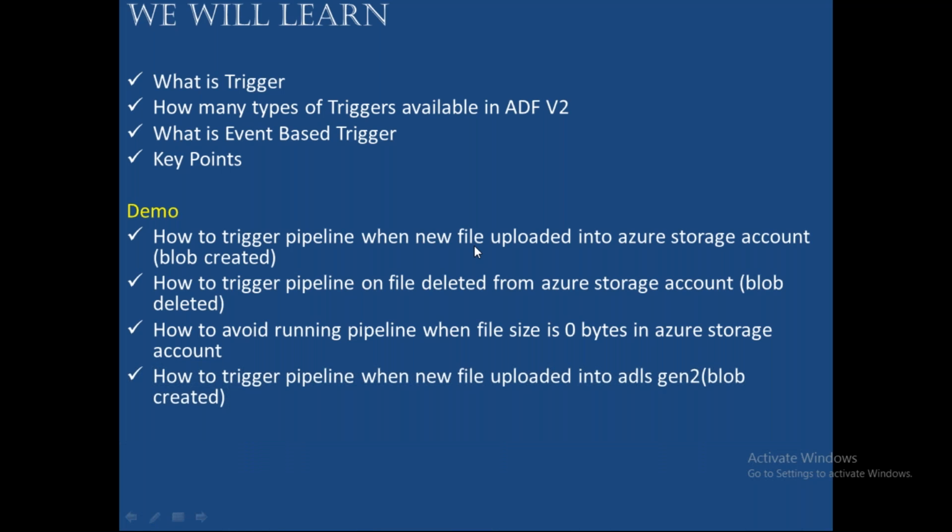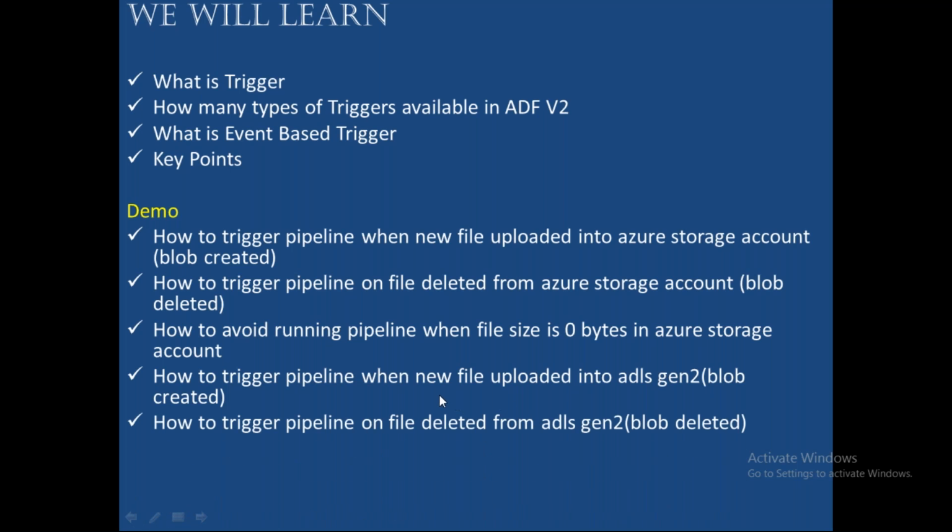Next, how to trigger a pipeline when a new file is uploaded into Azure Data Lake Storage Gen 2. These three labs are with respect to the Azure storage account V2, but the next three labs are with respect to Azure Data Lake Storage Gen 2: new file uploaded into Azure Data Lake Storage Gen 2, new file deleted from Azure Data Lake Storage Gen 2, and next, how to avoid running a pipeline when the file size is 0 bytes in Azure Data Lake Storage Gen 2. So these are the total 6 labs we are going to see.